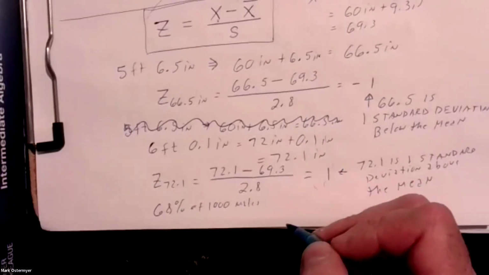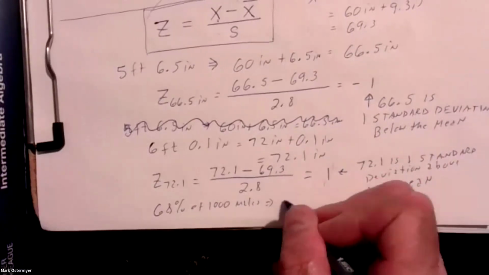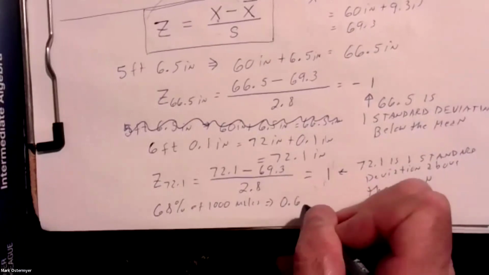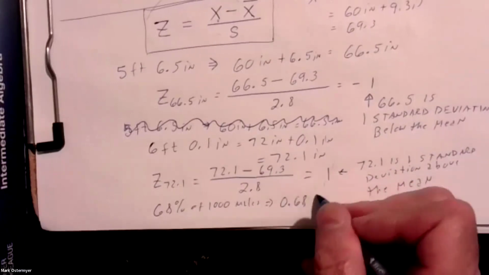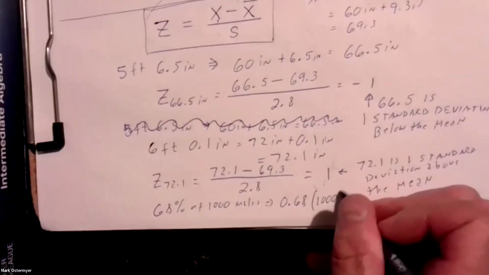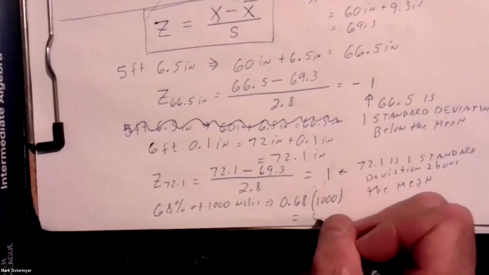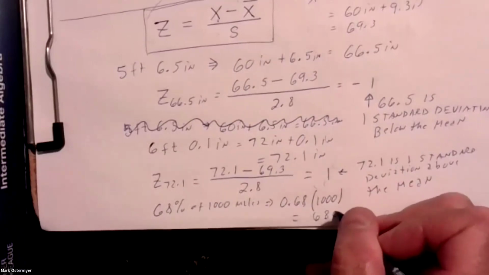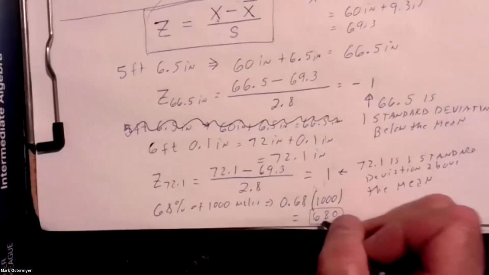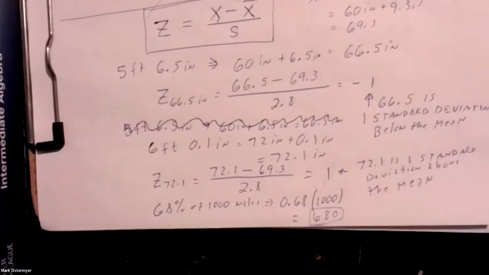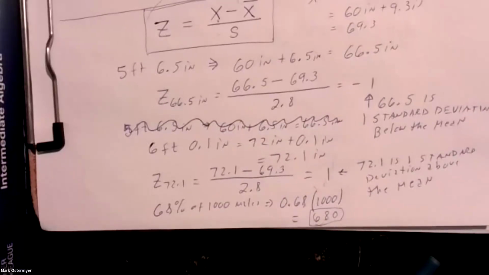So how do you take 68% of 1,000? Change the percent to a decimal, shift the decimal point 2 places left, drop the percent symbol, and multiply it by 1,000. The answer is 680. So we would expect 680 of these 1,000 randomly selected males to have a height between 66.5 inches and 72.1 inches. Now, how did you get the 68%?